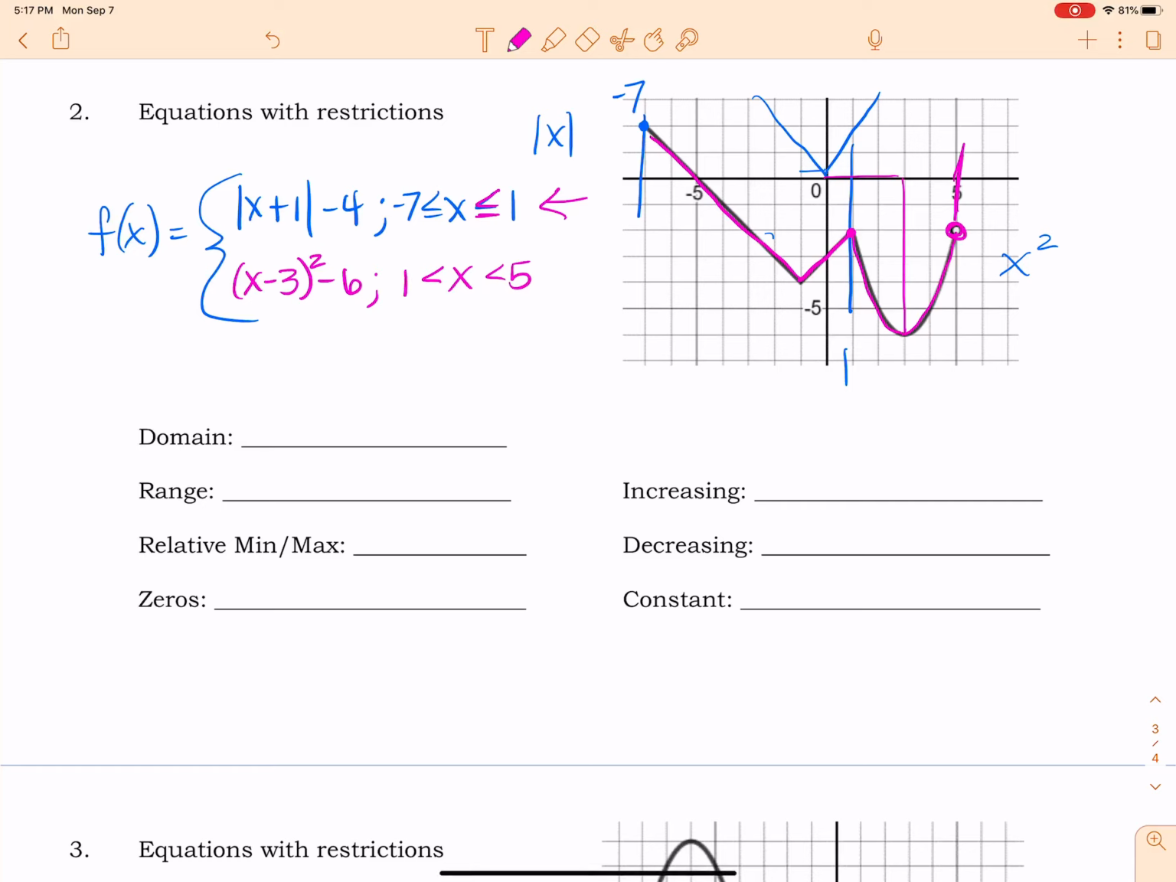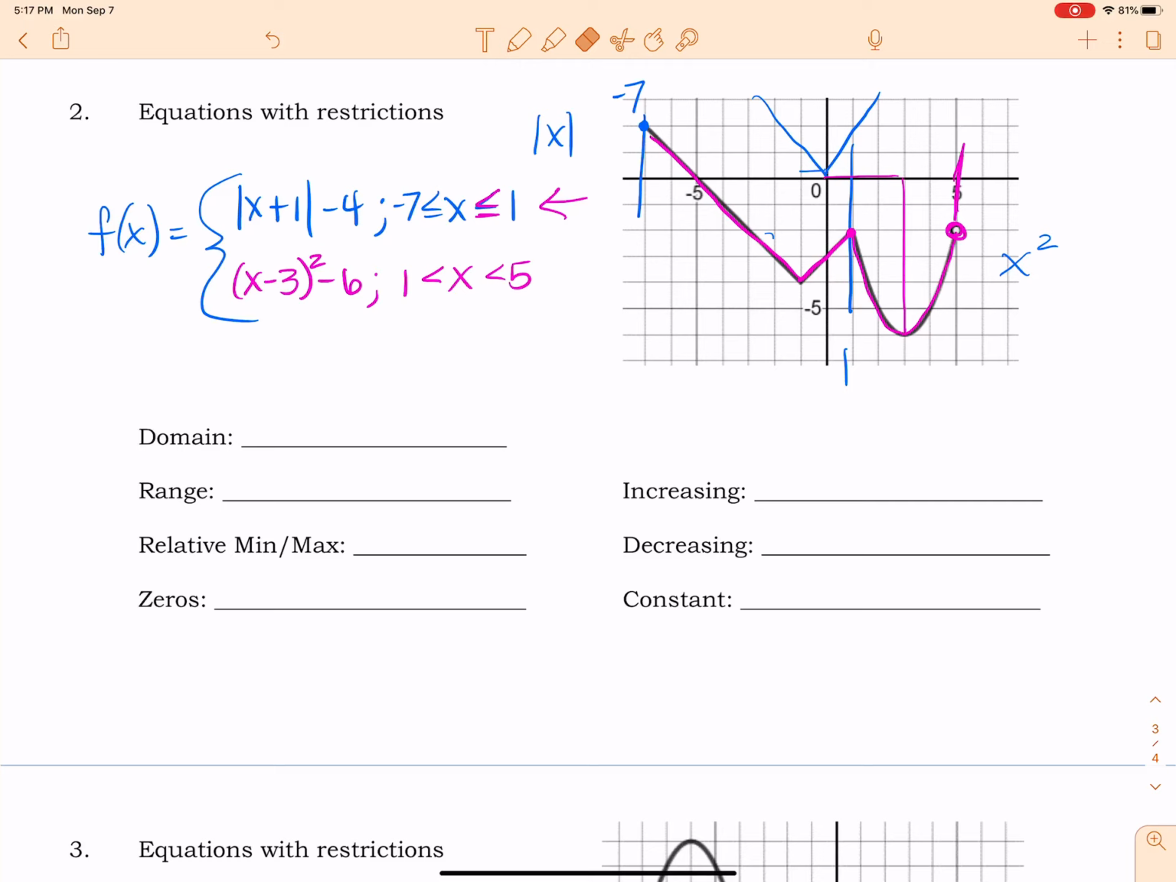Now, a common question I get, well, Miss Griggs, could I have made this x greater than or equal to 1 and then made this one up here less than 1? Absolutely. Doesn't matter which way you do it. You just can't include the 1 in both of the restrictions. That's the only rule. Okay, so just be careful with that.